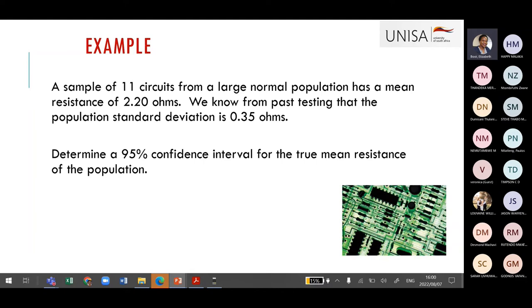So taking this circuit, which is probably for electricity and so on, we need to check if our true mean resistance of the population is within this confidence interval. Based on the information given, we have a sample, which is our n, the sample size of 11 circuits from a large population with a mean of 2.2. We know from past testing that the population standard deviation, so they have given you sigma, is known because they have given it to us.